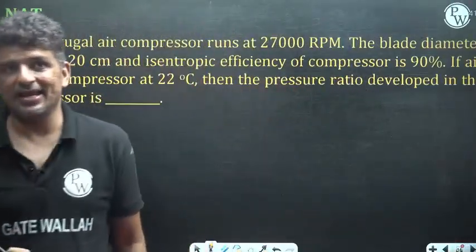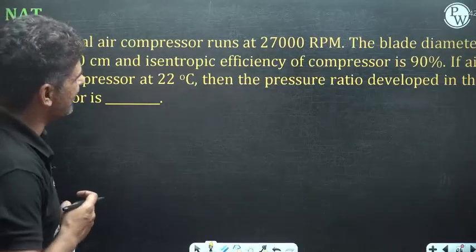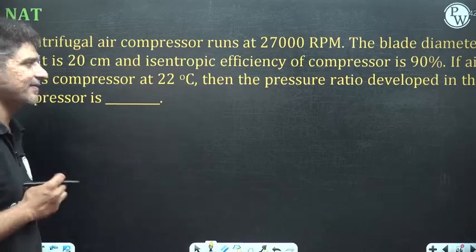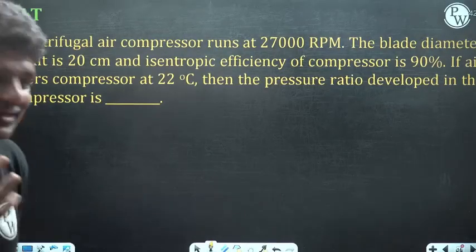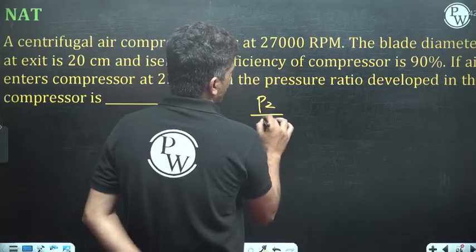Next question is again a good question. It says a centrifugal air compressor runs at 27,000 RPM. The blade diameter at exit is 20 centimeter and isentropic efficiency of compressor is 90%. If the air enters the compressor at 20 degrees centigrade, then the pressure ratio developed in the compressor is. So you see that he is asking what is the pressure ratio developed. That means P2 by P1.